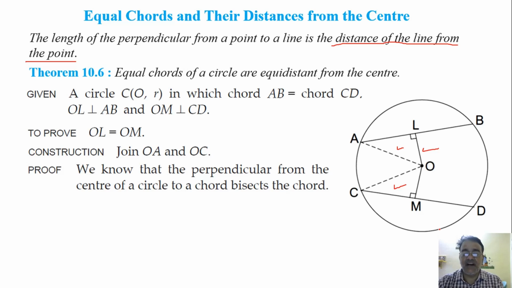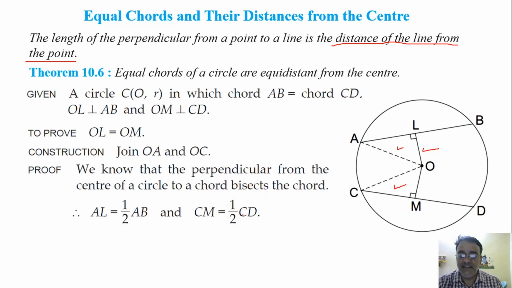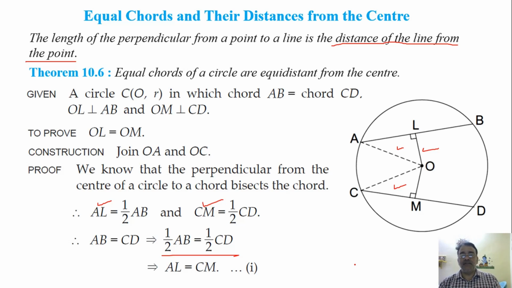Similarly, CM is half of CD. Okay, but AB is equal to CD, it is given. So उन दोनों का half भी equal हो जाएगा. And half of AB is AL and half of CD is CM. So these two are equal. So let it be equation number 1.